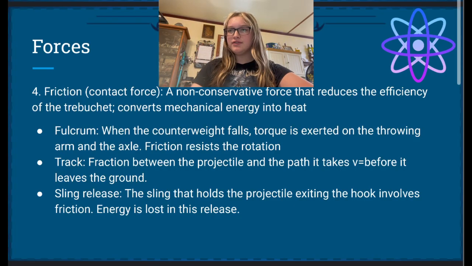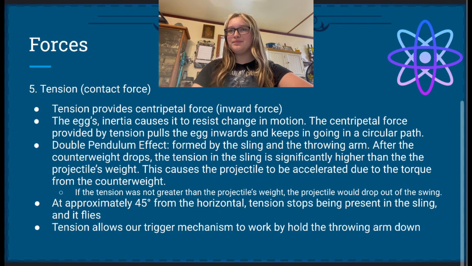Friction is a non-conservative force that reduces the efficiency of the trebuchet. It converts mechanical energy into heat. The first point where friction occurs is the fulcrum. When the counterweight falls, torque is exerted on the throwing arm and the axle. Friction resists the rotation. The second point where friction occurs is the track. It is friction between the projectile and the path it takes before it leaves the ground. The third place where friction takes place is the sling release. The sling that holds the projectile exiting the hook involves friction. Energy is lost in this release.